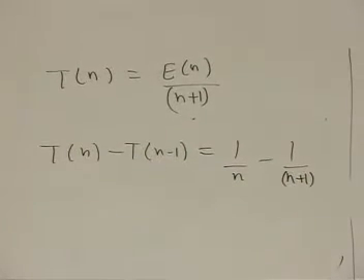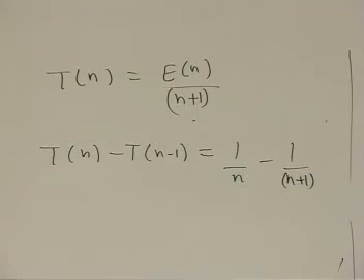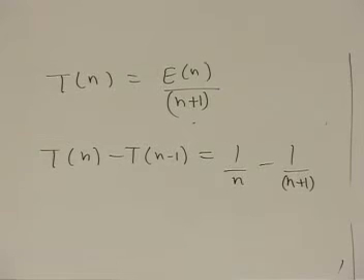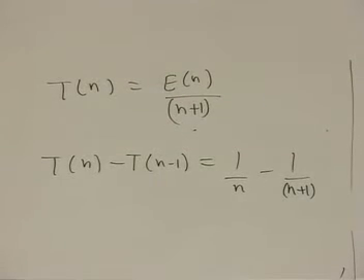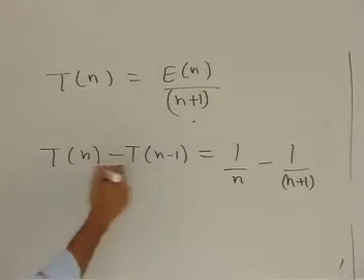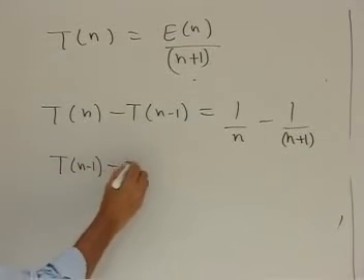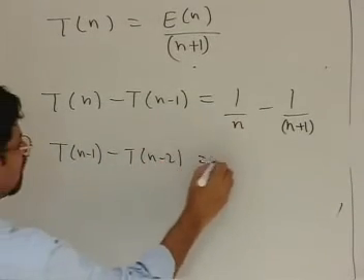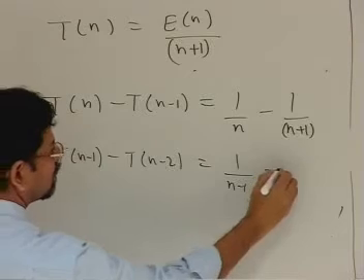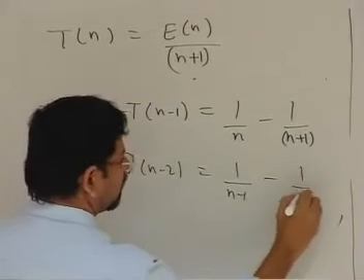It is easy to see that this is what it is. Now, you want to find T_n, and after finding T_n, you can multiply by n plus 1 and you can solve the problem. So, first let us find T_n. Now, whenever you see this telescopic sum, T_{n-1} minus T_{n-2} equal to 1 by n minus 1 minus 1 by n.